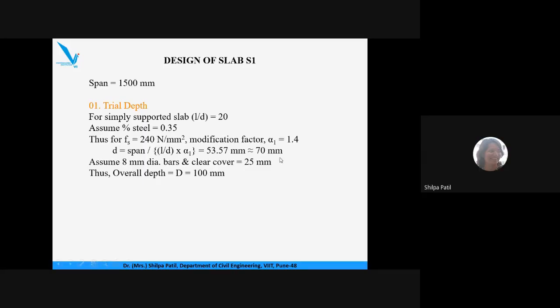So 1.38, or here I have taken a little higher value, alpha 1 equal to 1.4, the modification factor. Now putting this value of alpha 1 here, L by D equal to 20, span is 1500 mm. Put all the values and do the calculation and tell me whether you are getting this value or not. Everybody is supposed to write down this solution and do the calculations simultaneously and verify my answers through your calculations.